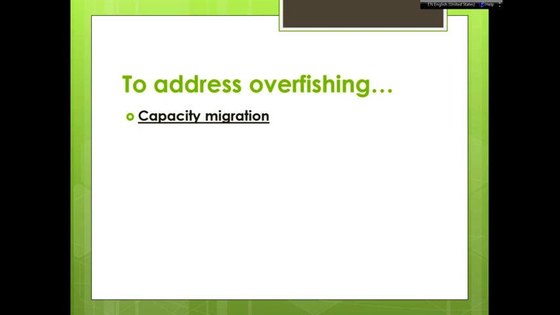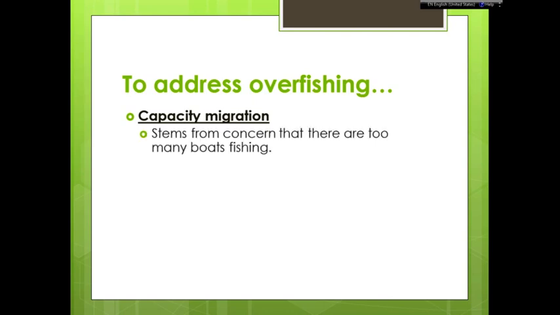So we've been talking about the idea of overfishing. We've talked about reducing bycatch. We've talked about trying to better monitor pirate vessels so that we can get them out of the water so they're not fishing illegally. I want to turn our attention now to the idea of capacity migration.